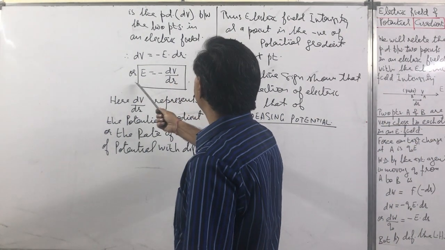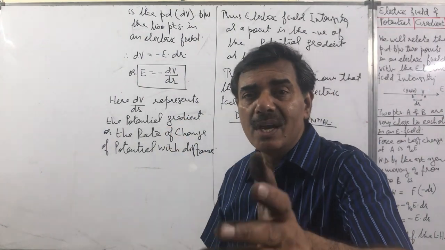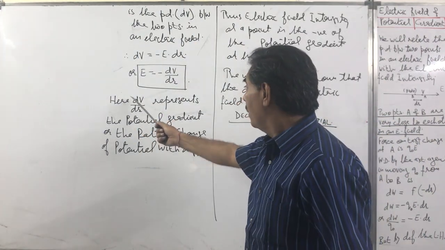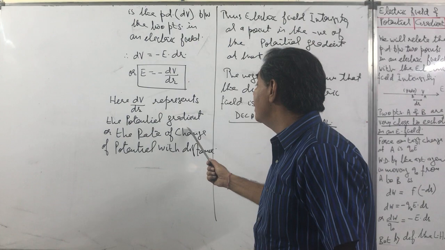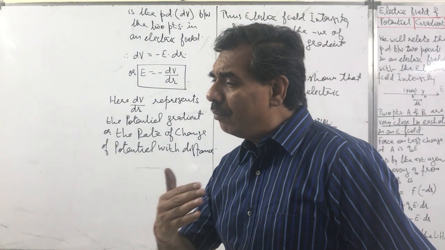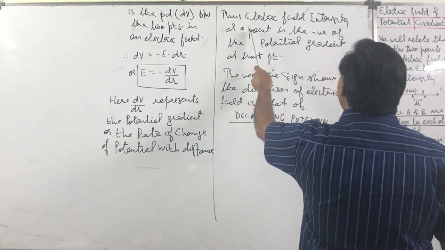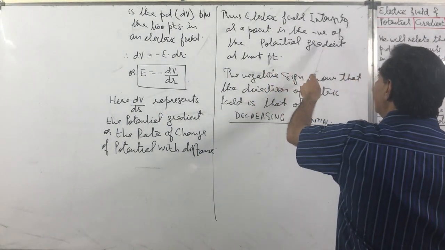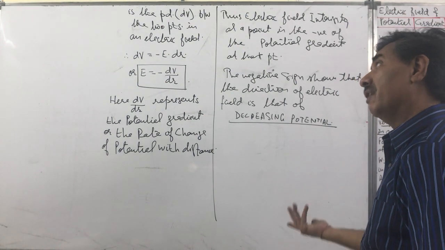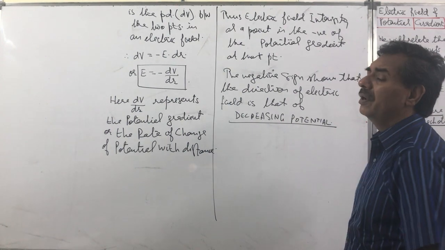dV is minus E dr, so E is minus dV by dr, or dV by dr of V, delta V by delta r. More about it tomorrow. dV by dr of V represents the potential gradient, or the rate of change of potential with distance. As we move along the field, the potential goes on decreasing. Thus, electric field intensity at a point is the negative of the potential gradient at that point, or the negative of the rate of change of potential at that point. The negative sign shows that the direction of electric field is that of decreasing potential.